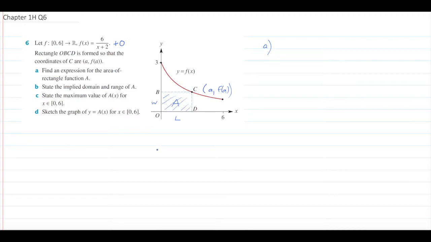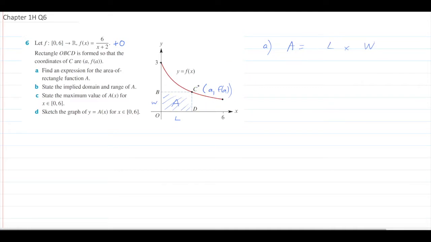All right. So now that the question and the reading's over, let's get into answering the question. Part a. Find an expression for the area of the rectangle, function A. Well, we know that the area of a rectangle is given by length times width, or length times height, whatever you want to call it. Over here we've already labeled our rectangle, this is the length and that's the width. So how do you find an expression, preferably in terms of x or in terms of a, things that would be given?